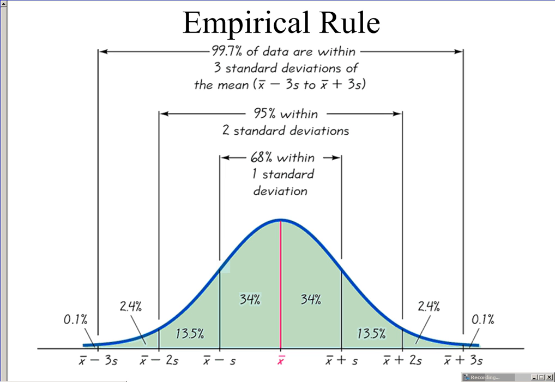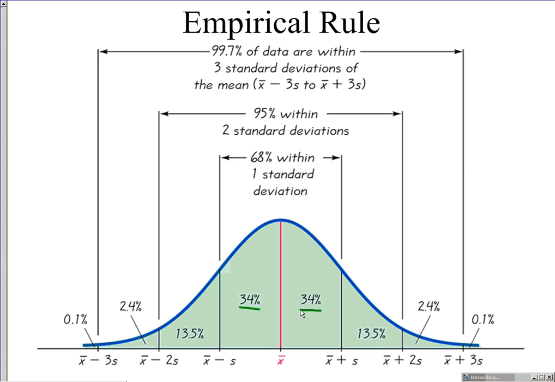So we have X bar here in the middle. We would have 50% of the data points above the mean, 50% below the mean, because we're talking about a symmetrical distribution. And since we have 68% within plus or minus one standard deviation, that means we have 34% on each side within a standard deviation. So between X bar and X bar plus one standard deviation is 34% of the data.